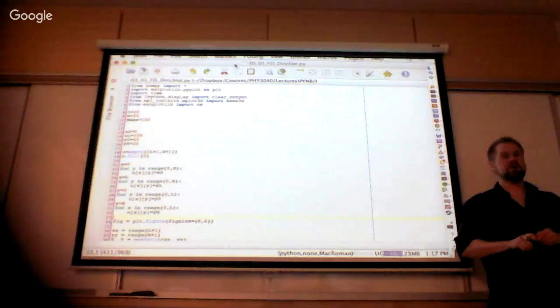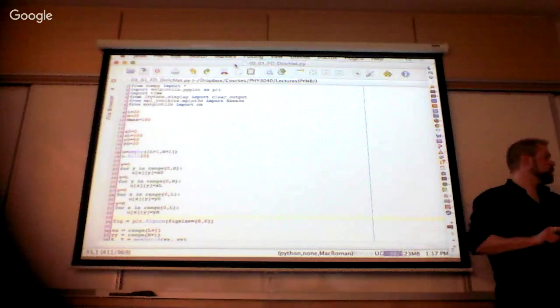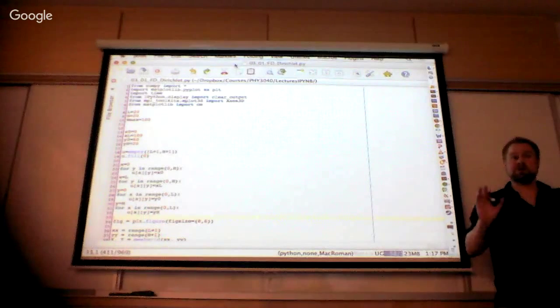equation. Cool. So it's actually a little bit faster to get to convergence if you use the updated value, because you don't have to wait for the next time step for that heat to propagate from the edge. Okay? Good?